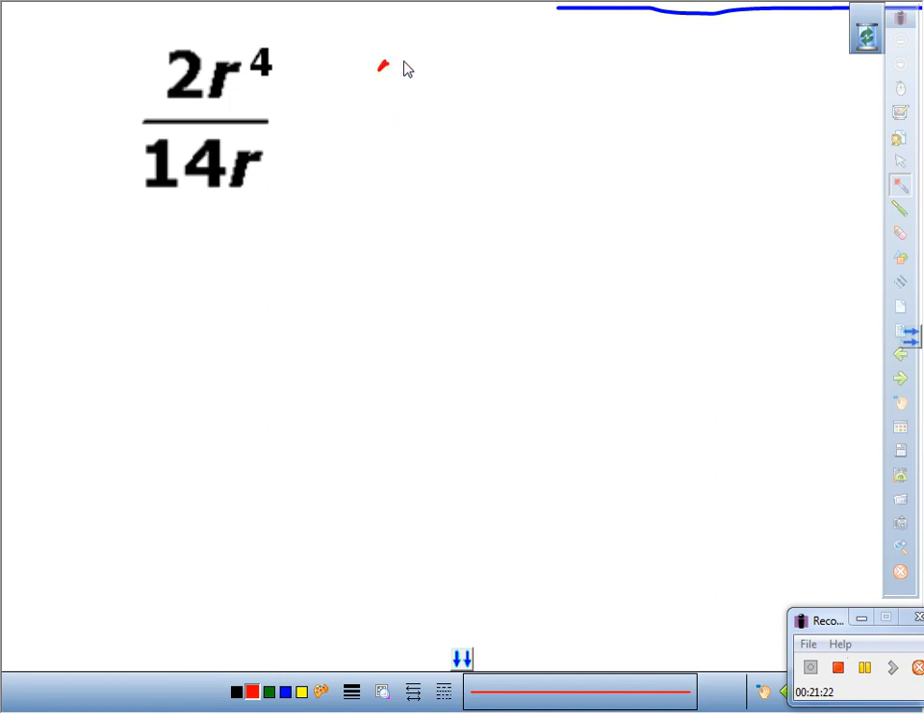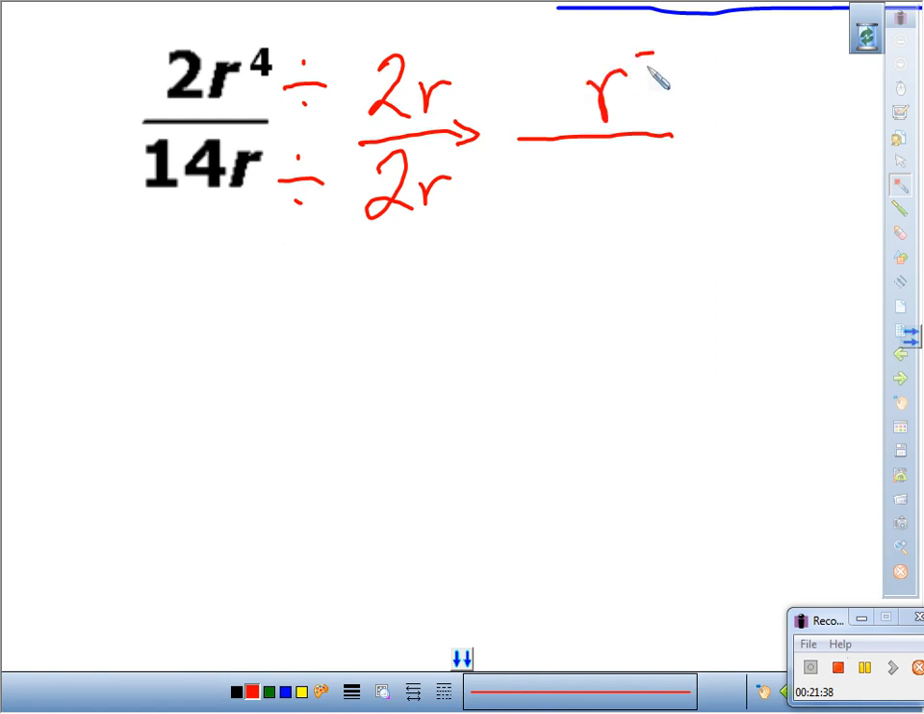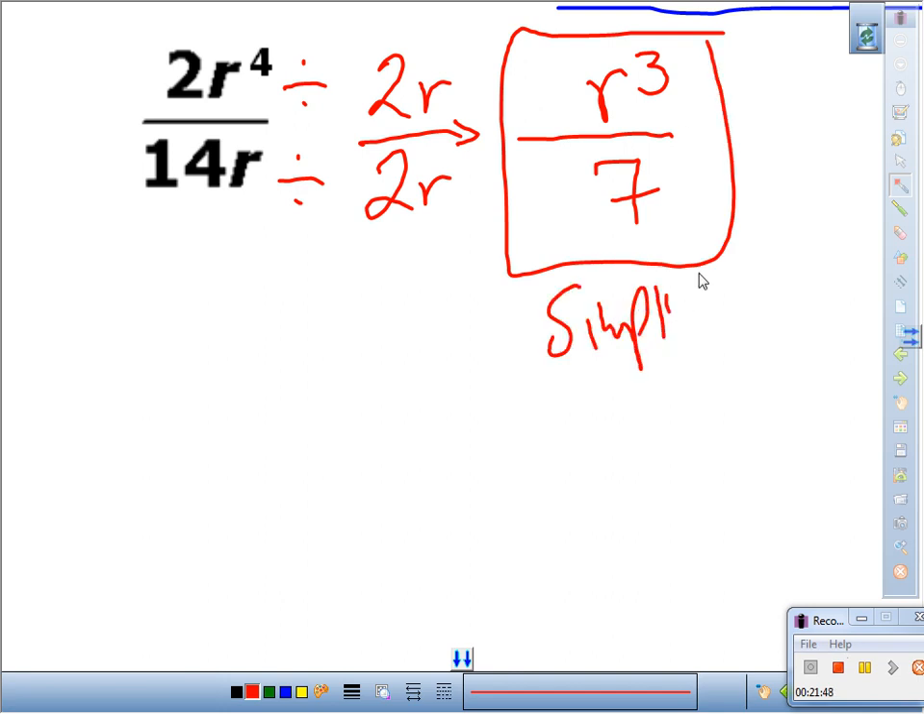Everyone? 2r. So if that's the GCF, that means I can divide the numerator by the GCF and the denominator by the GCF, and that's how I can simplify to lowest terms. 2r to the fourth divided by 2r leaves us with r to the third. 14r divided by 2r leaves us with 7, and this is simplified. Copy that, please. So once again, if we have a monomial over a monomial, we divide by the GCF, okay?